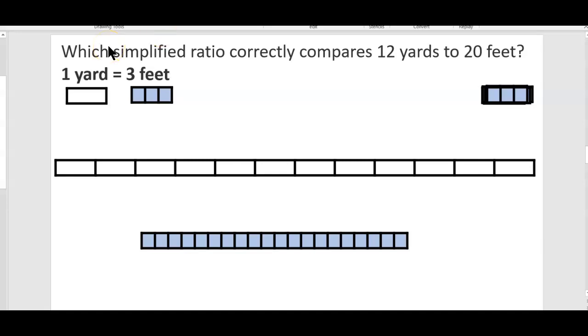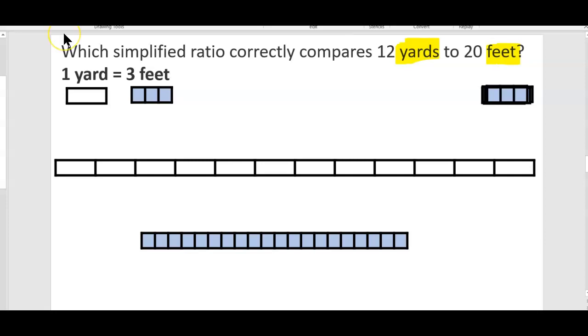All right, so 1 yard equals 3 feet. Okay. What's the simplified ratio of 12 yards to 20 feet? Right away, we need to change this to be the same. It's like comparing apples and oranges. We need to make them both feet or both yards. In this case, it's going to be easier to turn them both into feet, because 20 feet doesn't really turn into yards very nicely. But 12 yards, it's easy to turn into feet.